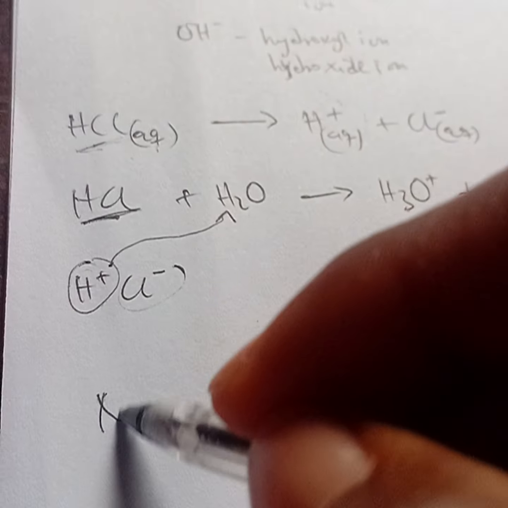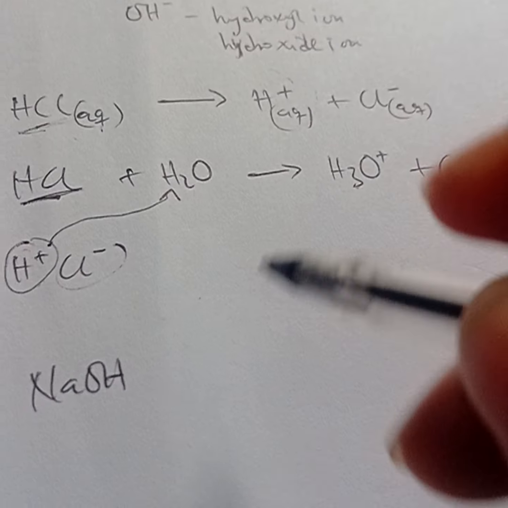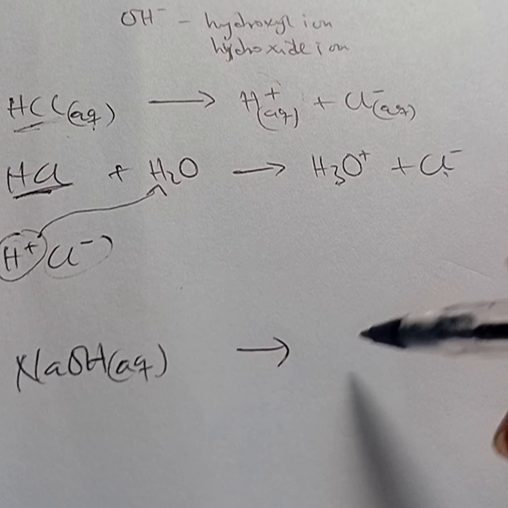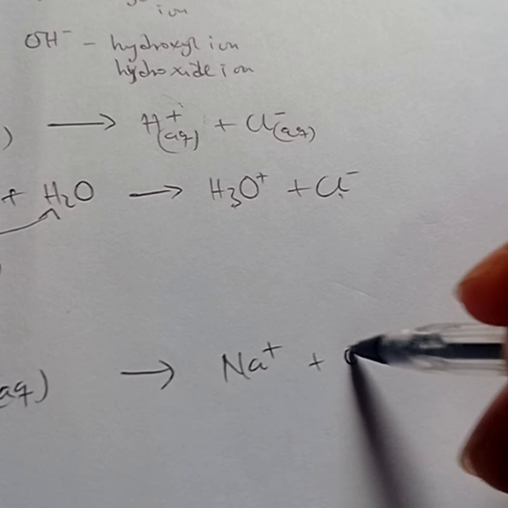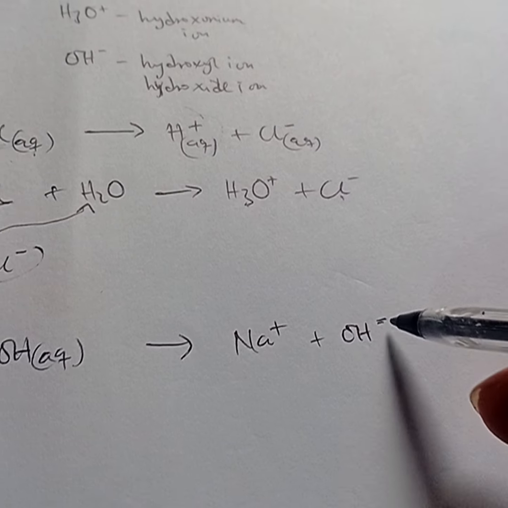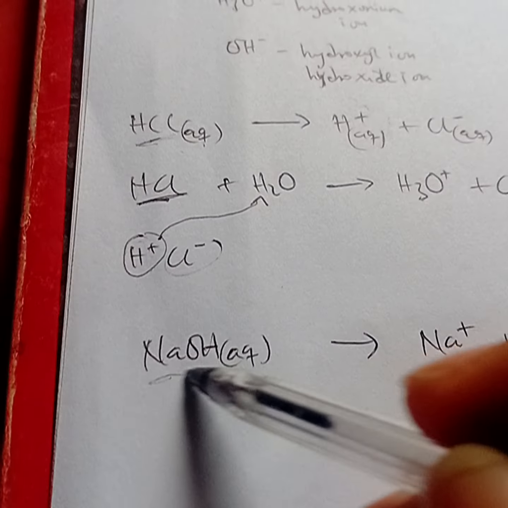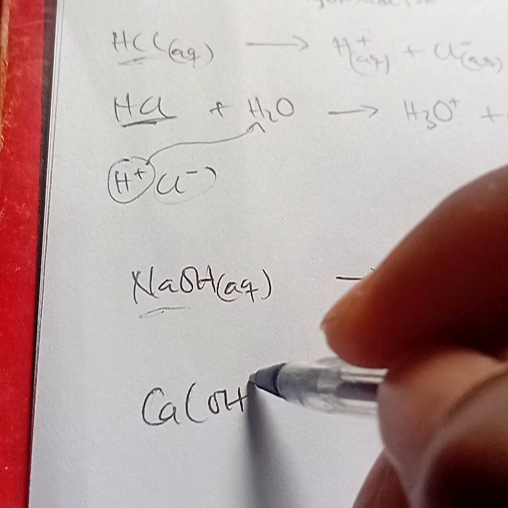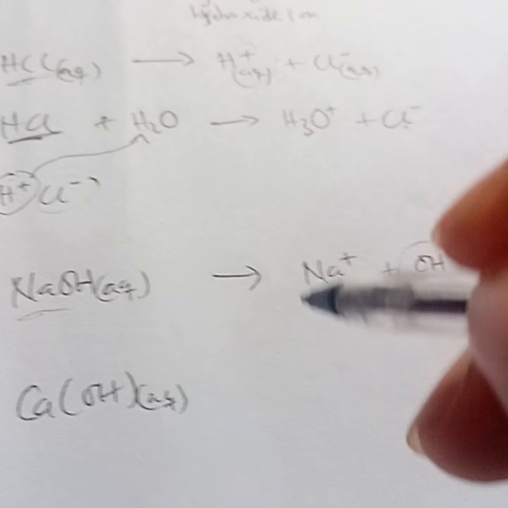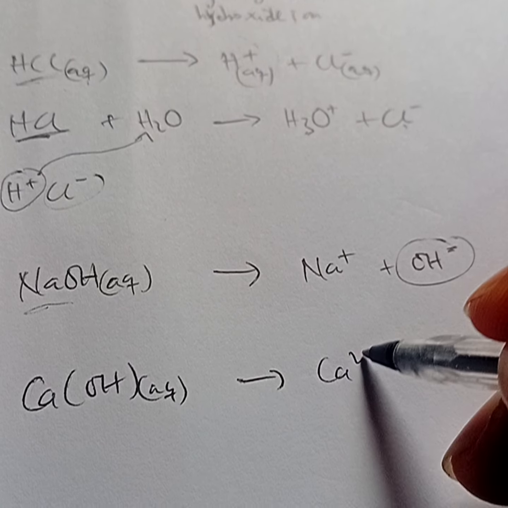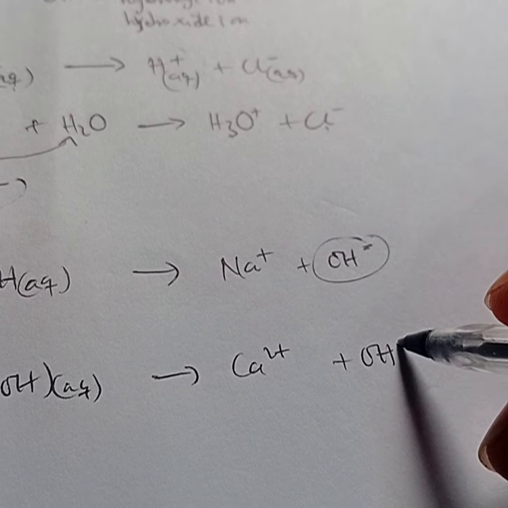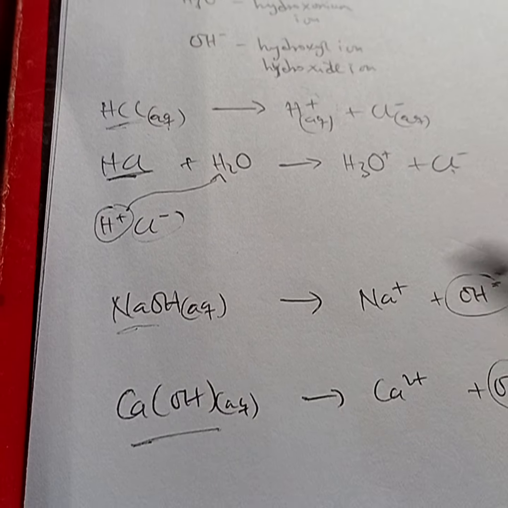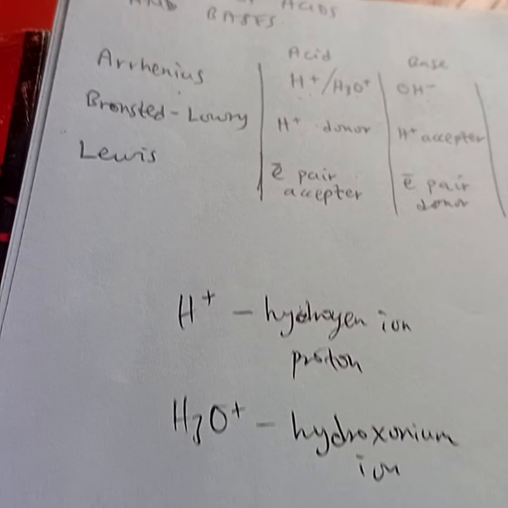Let's say we have sodium hydroxide in aqueous medium. It's going to give us Na plus plus OH minus. The OH minus will tell us that sodium hydroxide is a base. We're having calcium hydroxide aqueous. This will give us Ca2 plus plus OH minus. The OH minus is telling us that calcium hydroxide is a base. That is the Arrhenius concept.